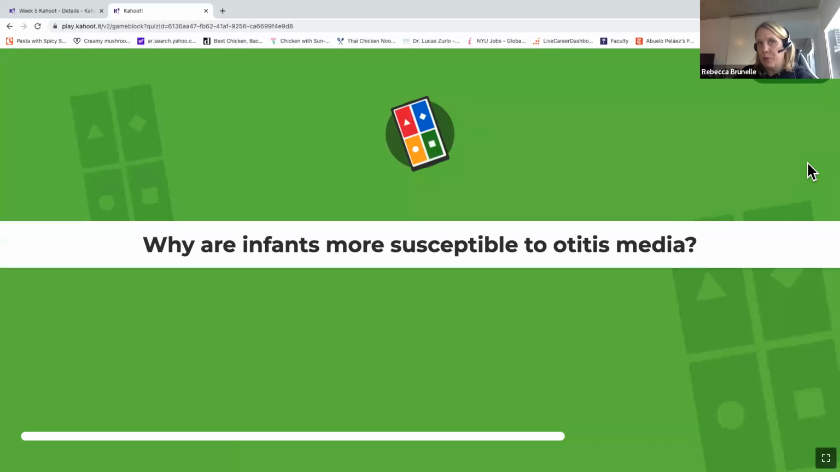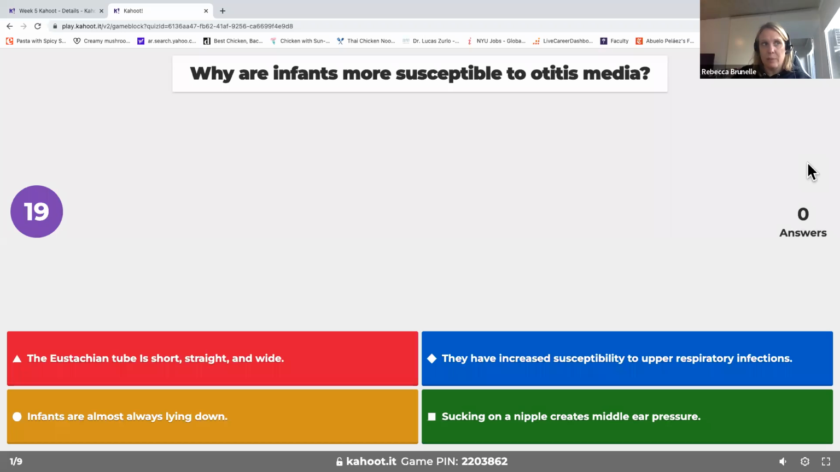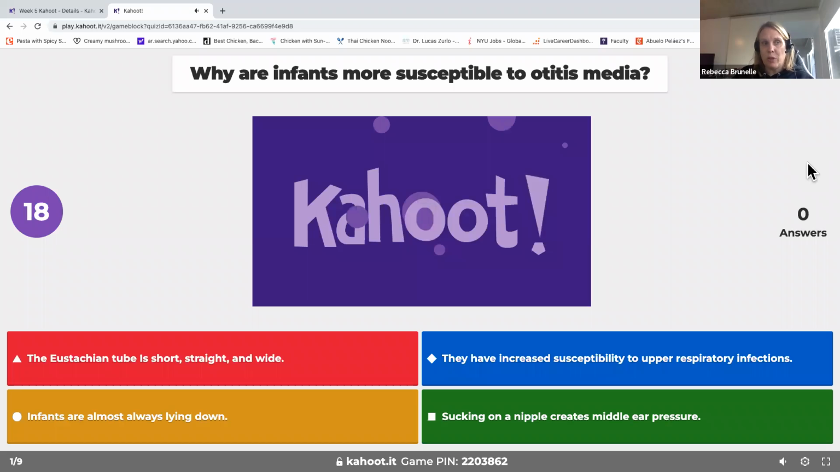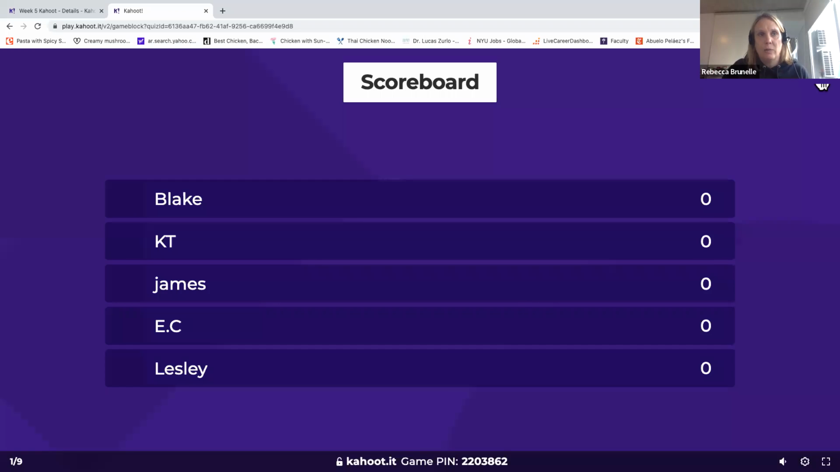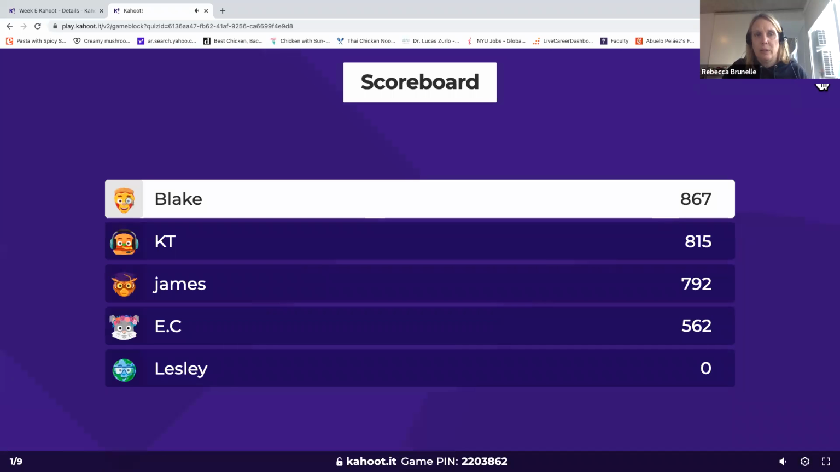Why are infants more susceptible to otitis media? The eustachian tube is short, straight, and wide; infants are always lying down; they have increased susceptibility to upper respiratory infections; or sucking on a nipple creates middle ear pressure. Yeah, so it's the short, straight eustachian tube that makes them have a higher susceptibility.